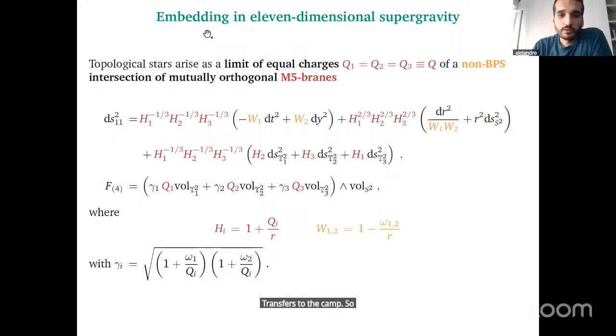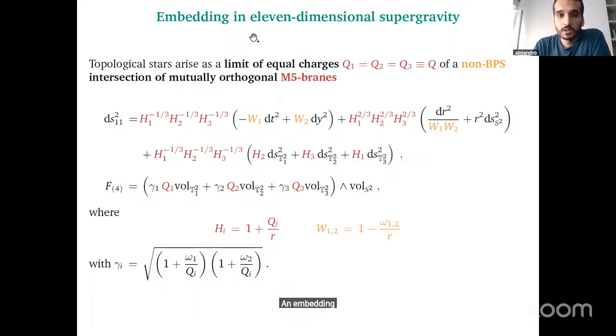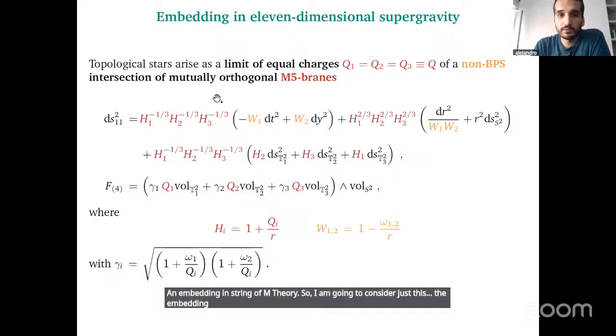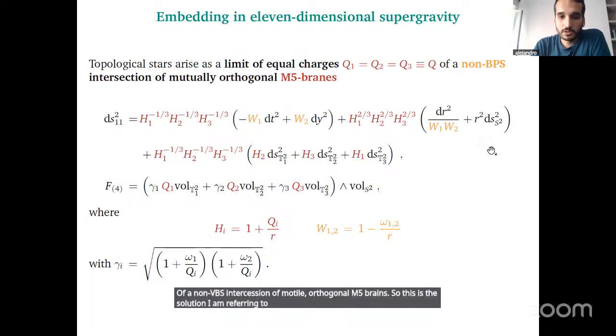So as I said, one of the nice features of this topological star is that it admits an embedding in string and M theory. So I am going to consider just the embedding in 11-dimensional supergravity, where it turns out that it appears as a limit of equal charges of a non-BPS intersection of mutually orthogonal M5 branes. So this is the solution I am referring to, the 11-dimensional solution.